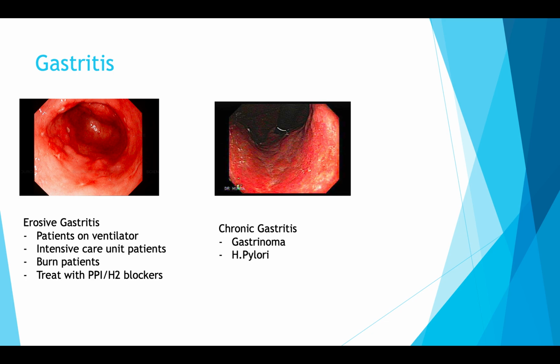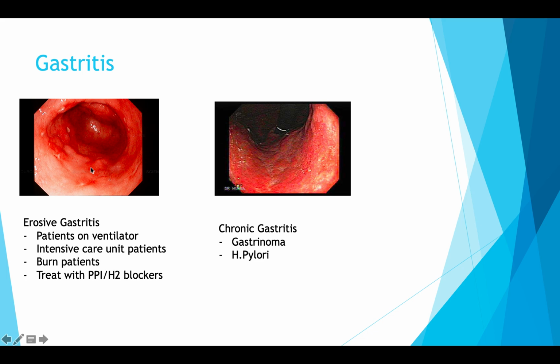Now, what about gastritis? We broadly classify gastritis into two types. Erosive gastritis is where you see your typical patient in the ICU not on a PPI, patients on a ventilator, or burn patients. These patients can have erosive gastritis, and this is why they need to be on a PPI. Patients on extremely high-dose steroids also need to be on a PPI, otherwise they will develop erosive gastritis.